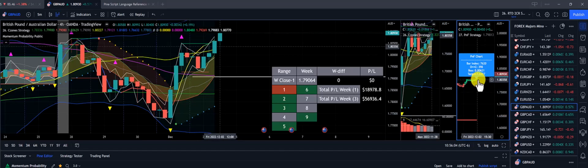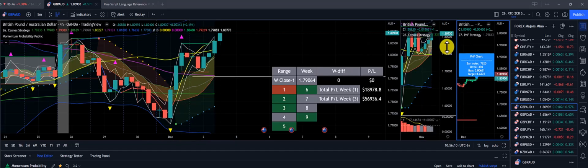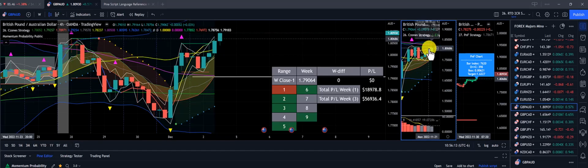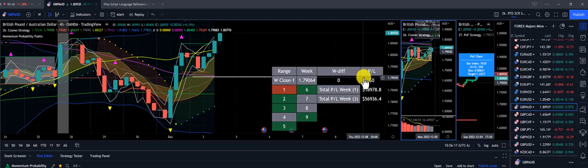British pound Aussie dollar, 1.6327 target to the downside on the strategic picture. Price action above the dragon. However, no momentum. I'm not trading this currency pair this week.